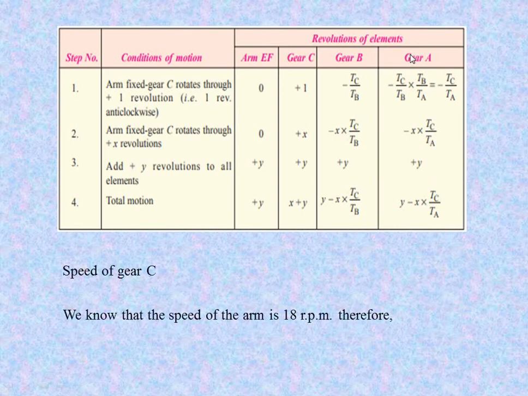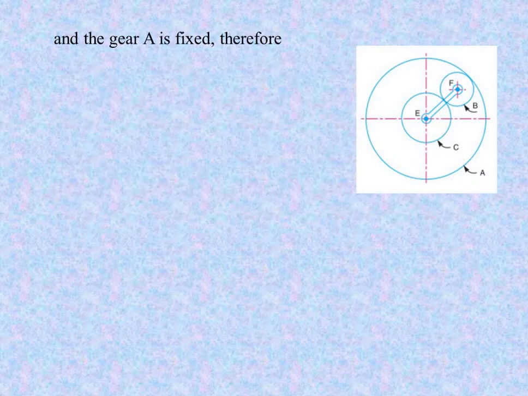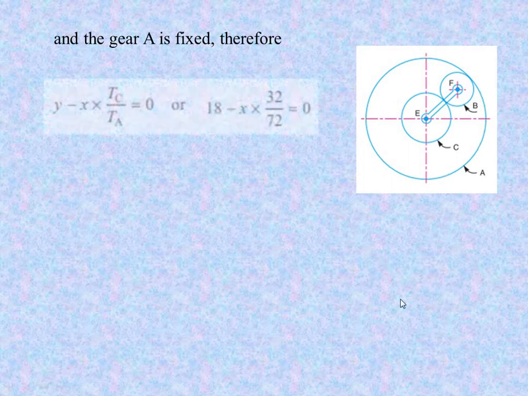Now the speed of gear C. We know that the speed of the arm is 18 rpm, therefore Y is equal to 18 rpm, and the gear A is fixed. This is the annulus gear A. Here the arm is EF, this is gear C and this is gear B. This gear C meshes with this gear B, and this gear B meshes with this other gear A. Since A is fixed, we have to find the speed of this gear C.